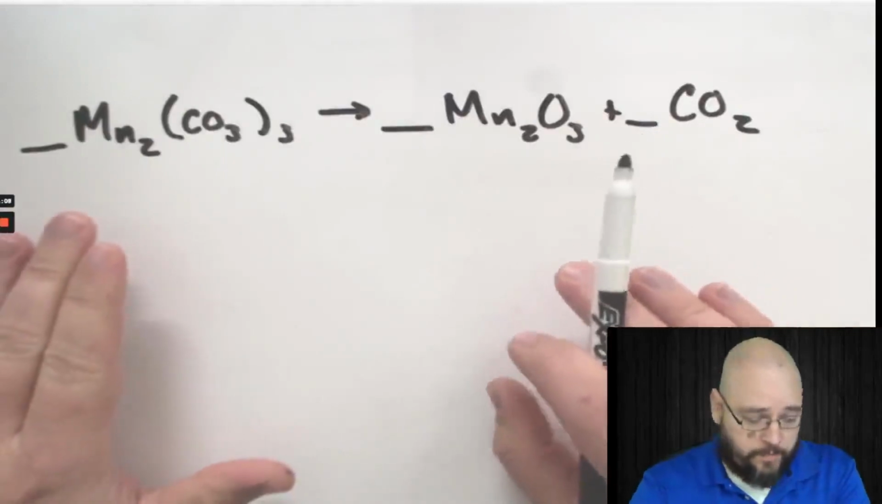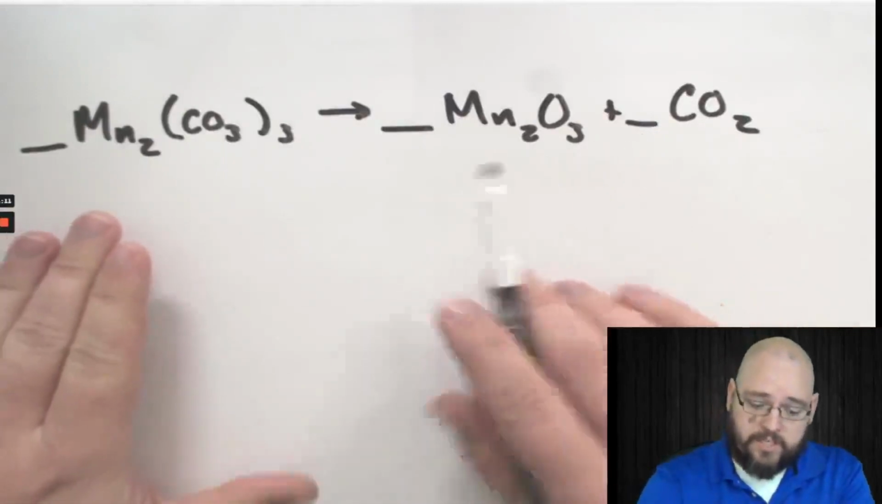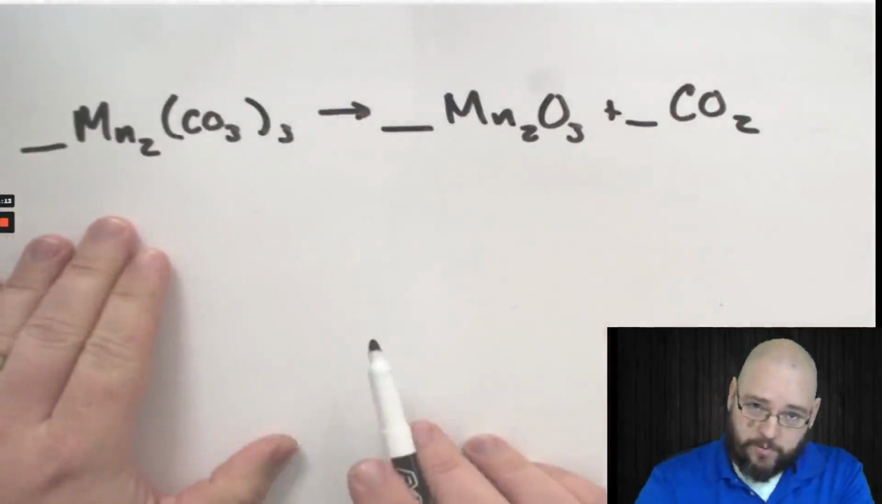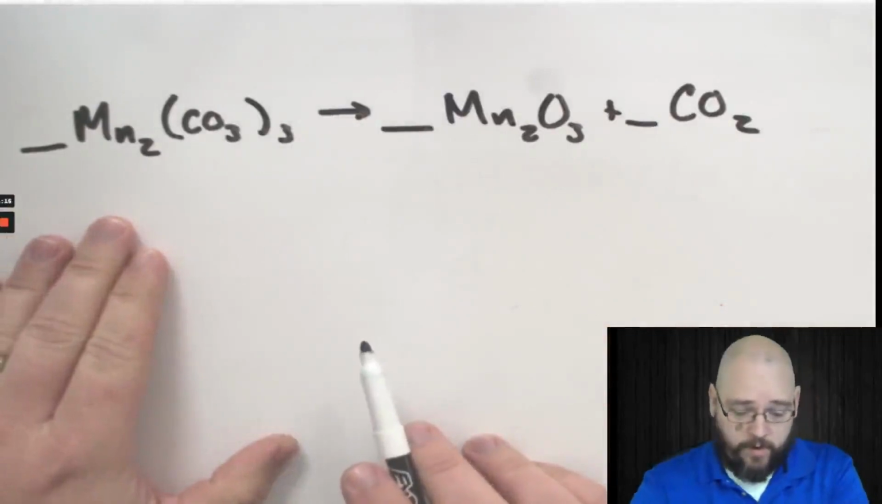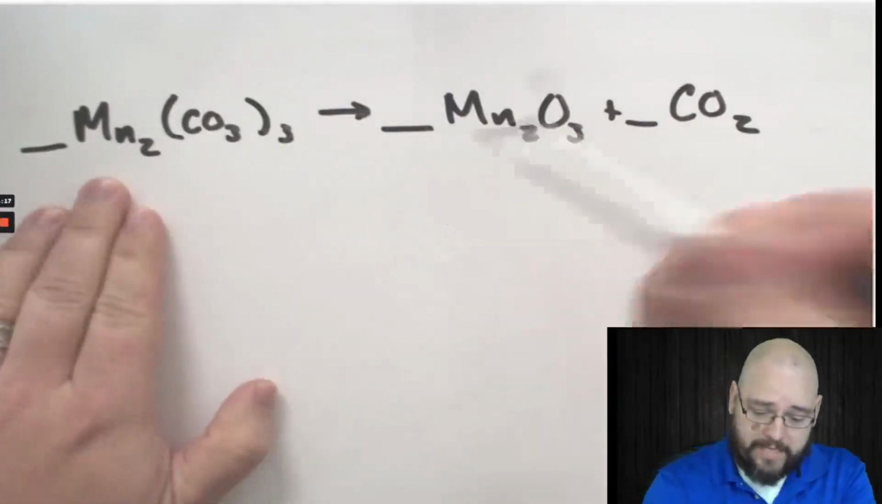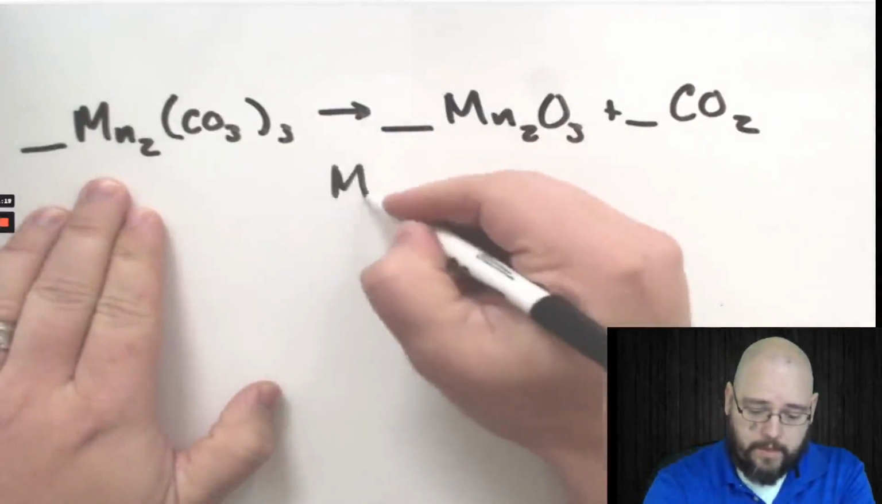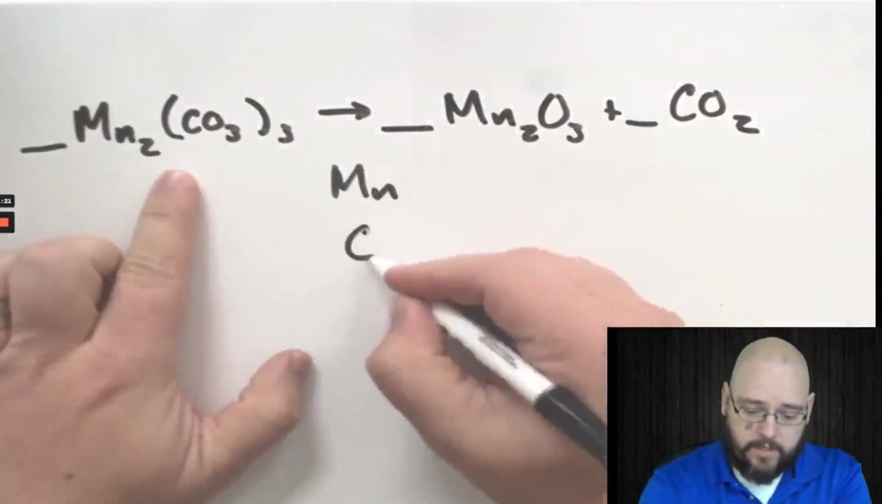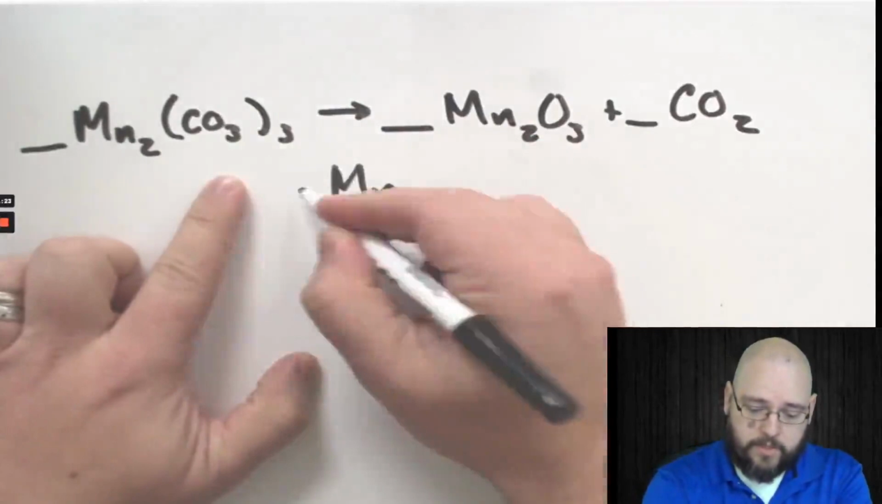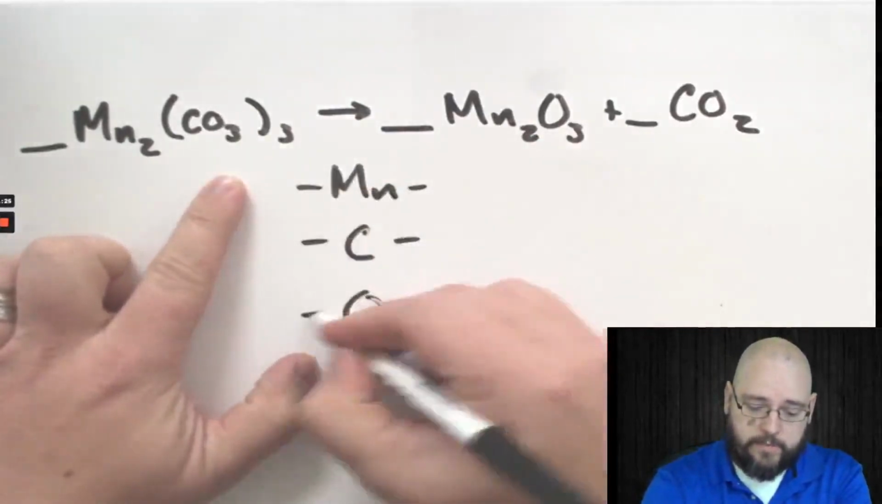The way that I like to do this is right here underneath the arrow, I'm going to write down all of the elements that are involved. We have manganese, we have carbon, and we have oxygen. So those are all of the elements that are involved.